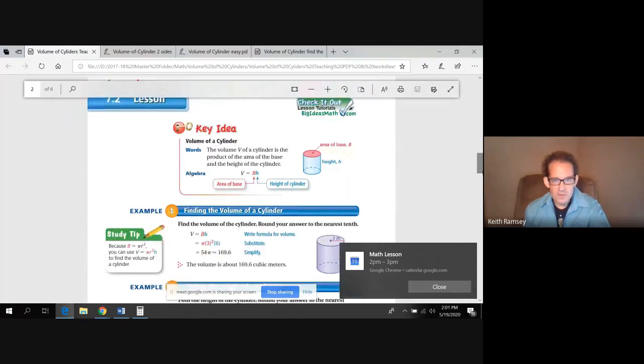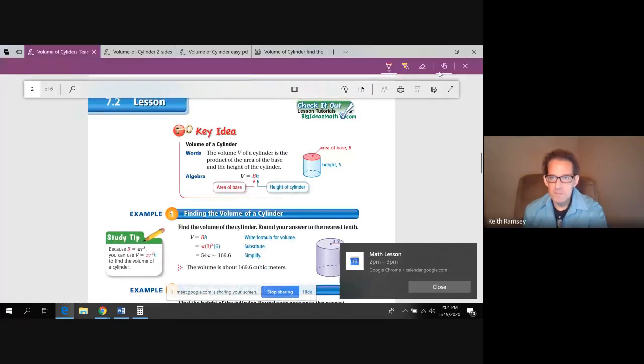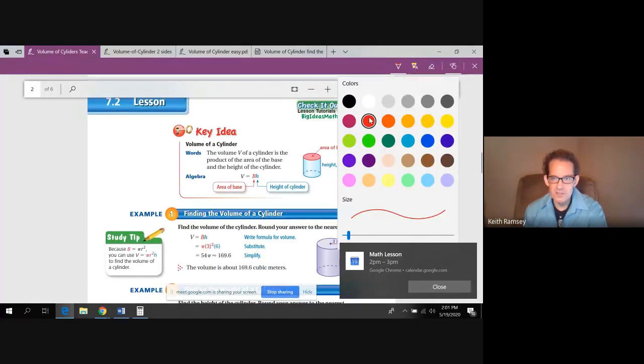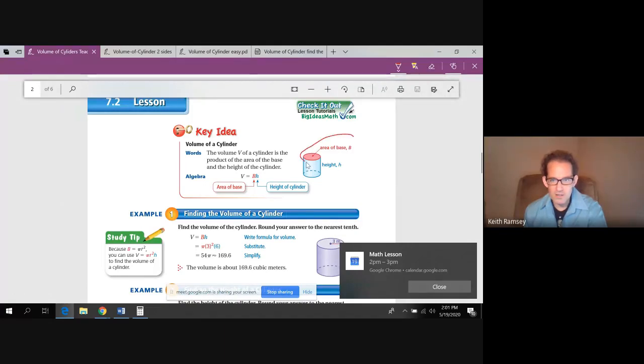If you look at this first part here, it simply reminds you that the base of a cylinder is a circle. So if you look right here, what that means is you're still doing pi r squared. Remember, radius is from the center of a circle to the edge. So it's halfway across the circle. And then you're multiplying by the height to find the volume, okay?